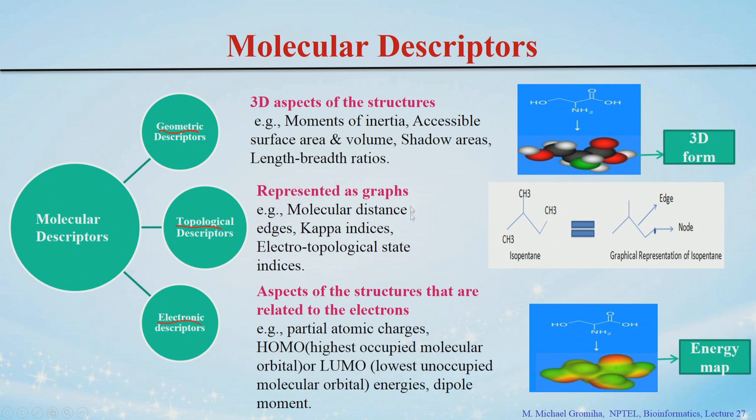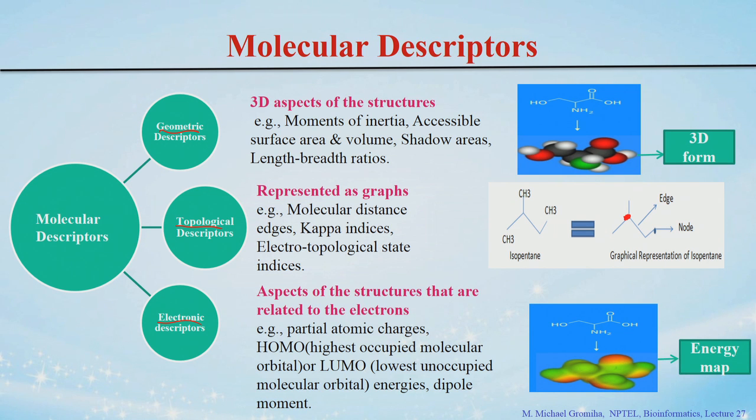You can get this information. Then you can also get some type of graphs, with nodes where the different proteins or molecules interact, and some edges. For example, this is isopentane, with CH3, CH3 and CH2, which can be graphically represented. You can see here this is a node and there are some edges. Then you can also get some electronic properties, because these properties are also important to define the activity.